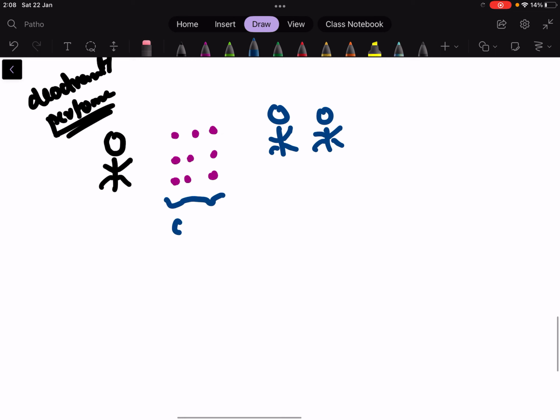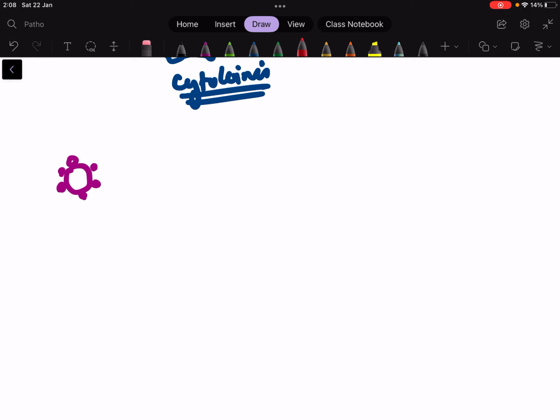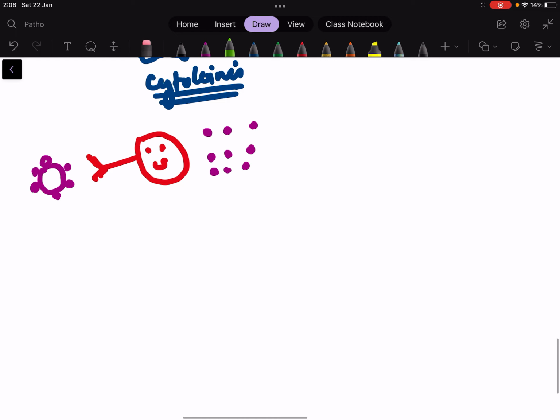The functions of cytokines are also similar to this. Suppose here is a microbe which has a lot of antigens, and this microbe is going to activate the toll-like receptors present on the neutrophil. Once the neutrophil is activated, it will activate the NF-kB pathway and will produce some cytokines.